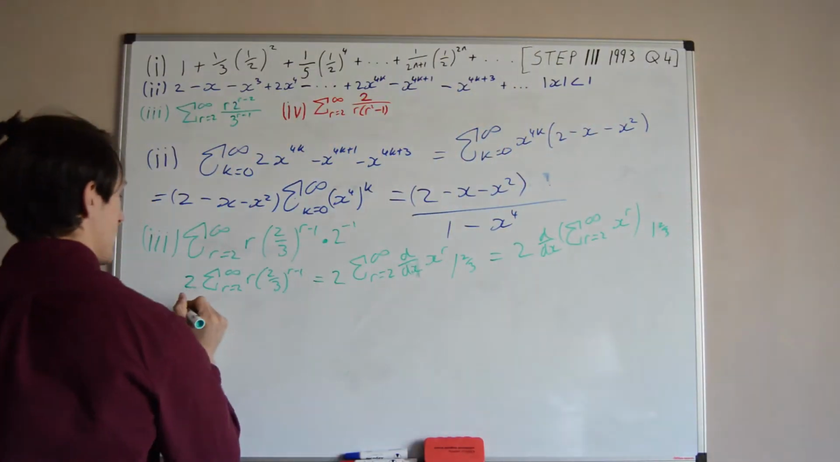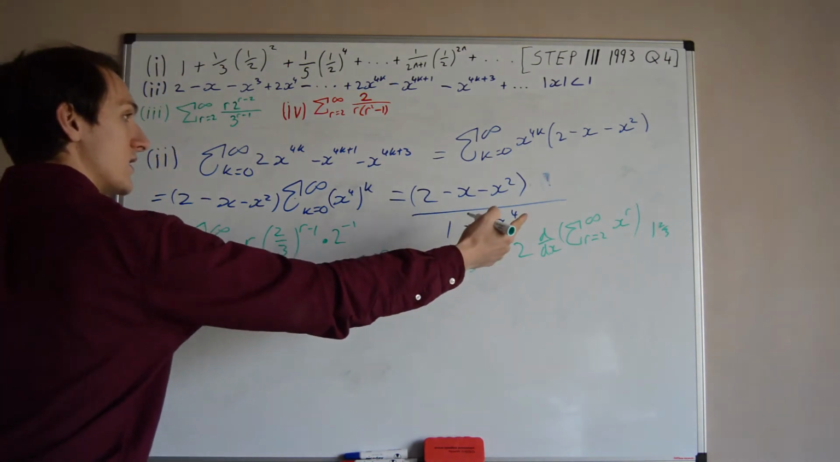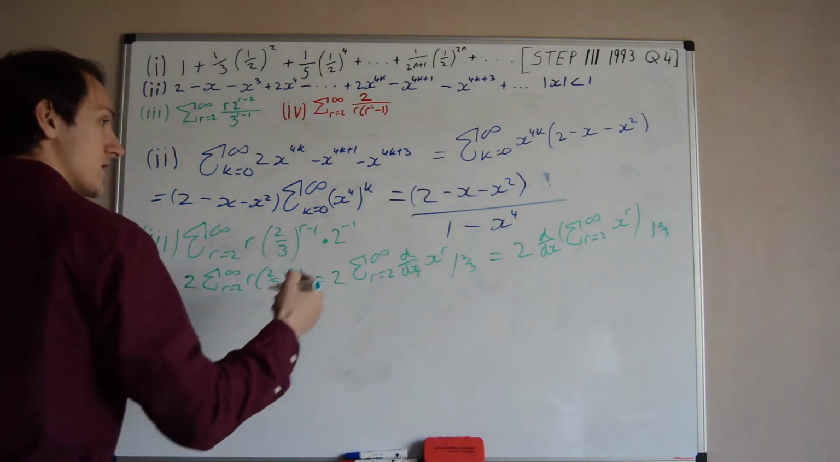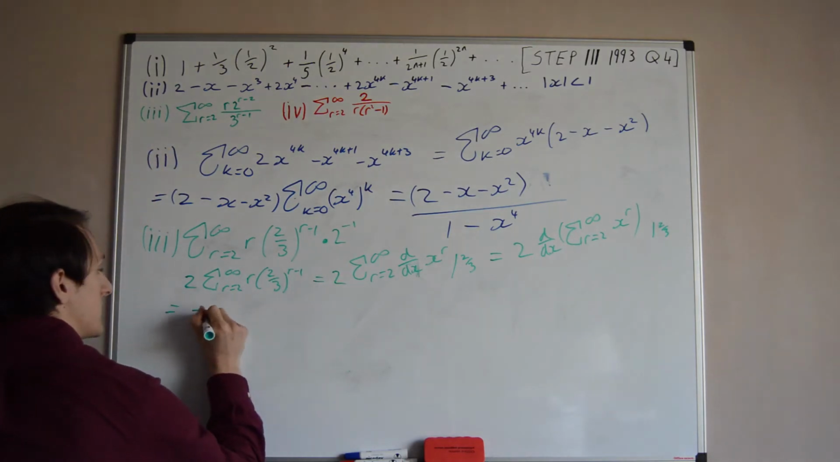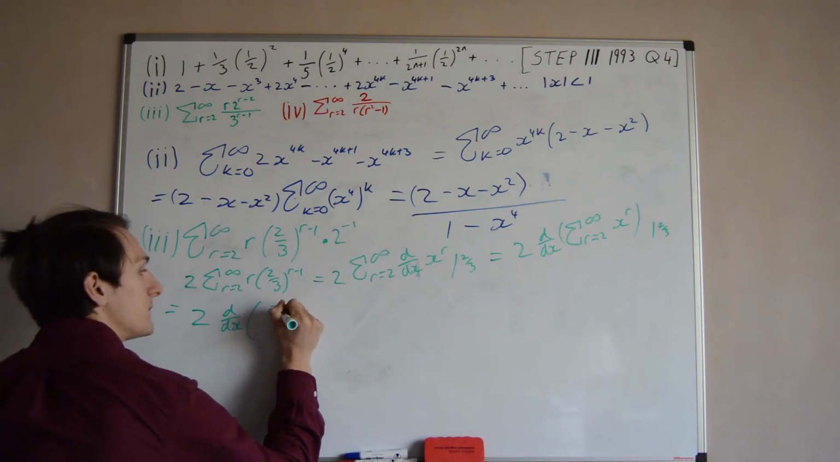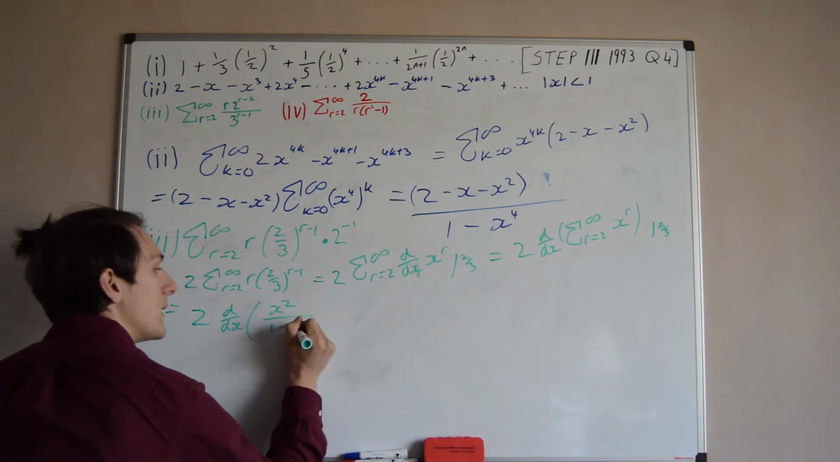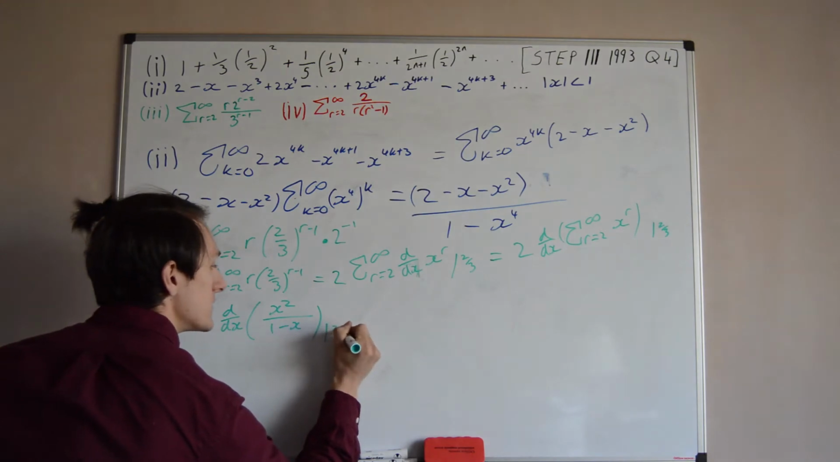Okay, now I see that this is another geometric series. So here I can apply my formula. A in this case is x squared, so I still have that 2, and then it's the differential of x squared over 1 minus r. In this case, r is x. And of course this is evaluated at 2 over 3.